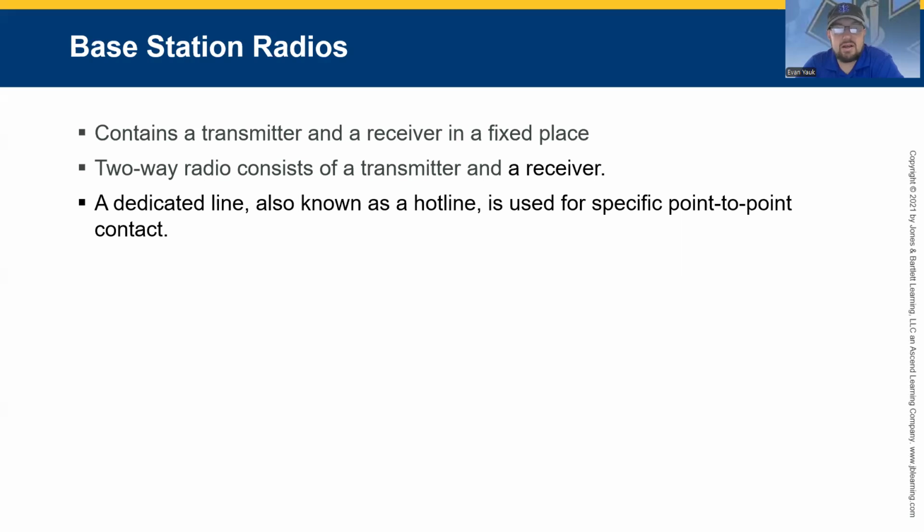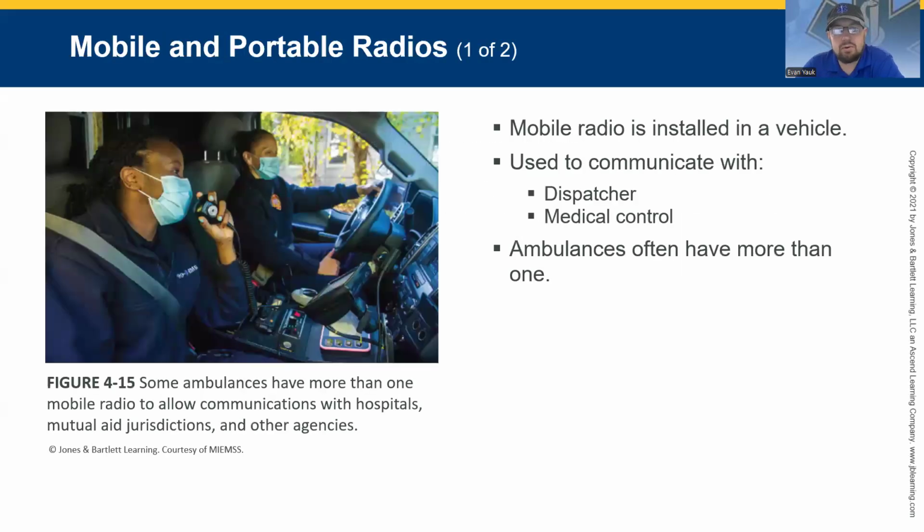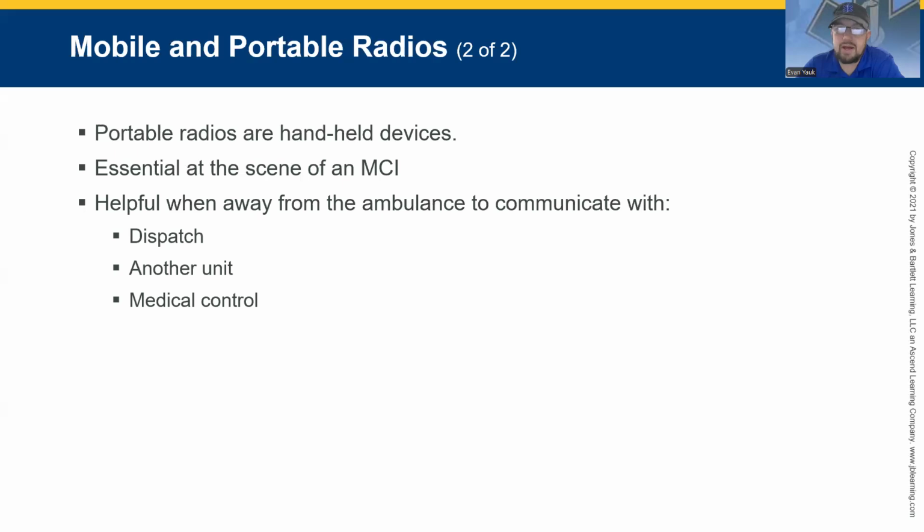A dedicated line, also known as a hotline, is used for specific point-to-point contact. So the base radio is at the base. It doesn't leave the base. Mobile or portable radios. Mobile radio is installed in a vehicle. It's mobile. Okay. Used to communicate with dispatch and medical control. Ambulances often have more than one. Sometimes there's also one in the back.